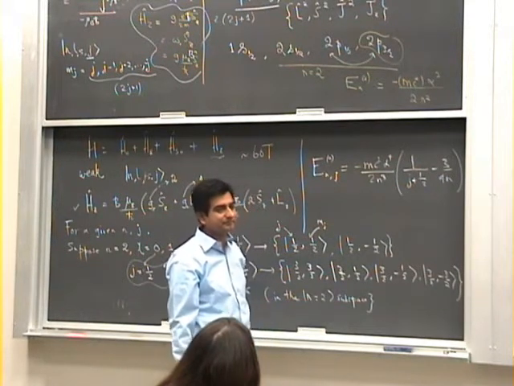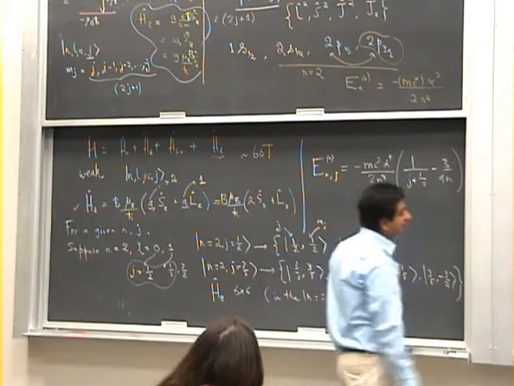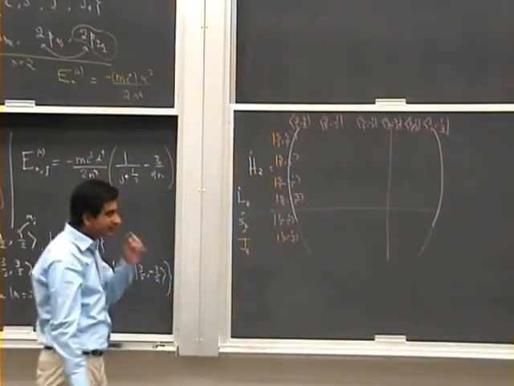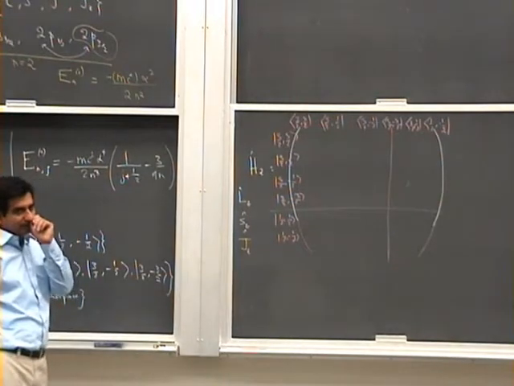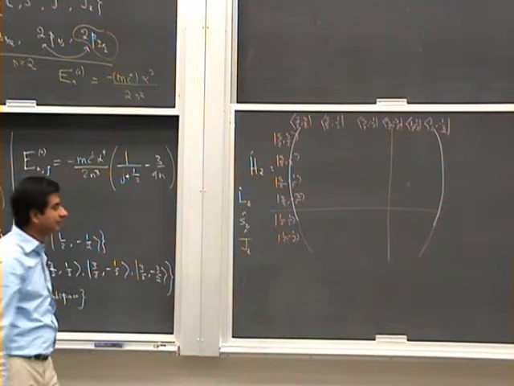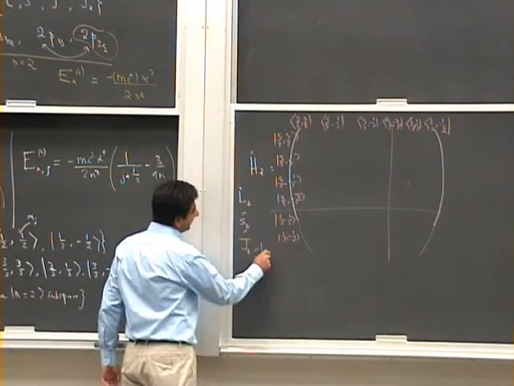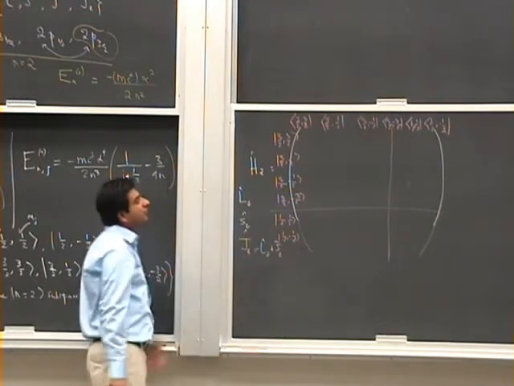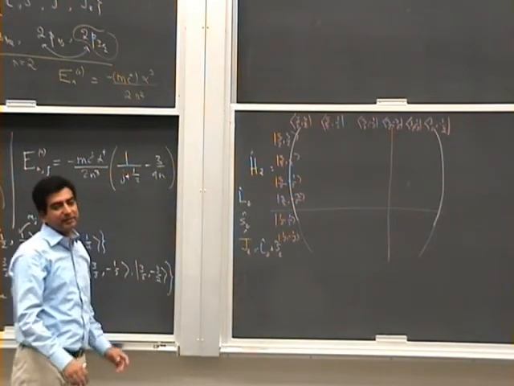Okay. LZ plus SZ, which is JZ, may be diagonal. And in fact, it is diagonal. So JZ will be diagonal, but HZ is not, so one has to find out this matrix explicitly.